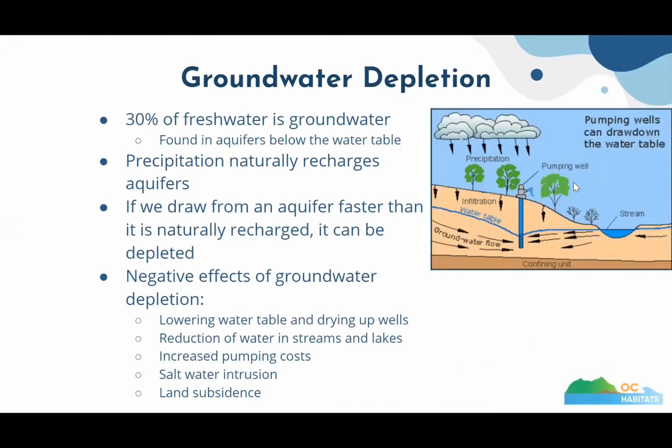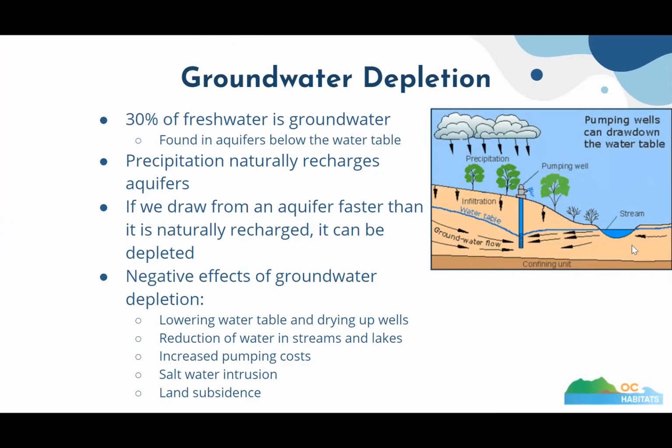And because of this, we have groundwater depletion. So as I was mentioning, we have underground aquifers, and you can see an example of that on the right, sorry, where we have a well going into the underground aquifer to bring water up. And interestingly, 30% of our fresh water is groundwater. So a good percentage of the water that we can use is under the ground, and it is found in aquifers below the water table.